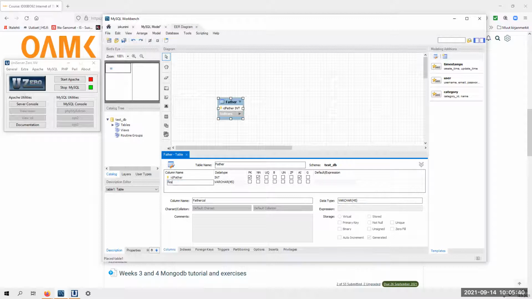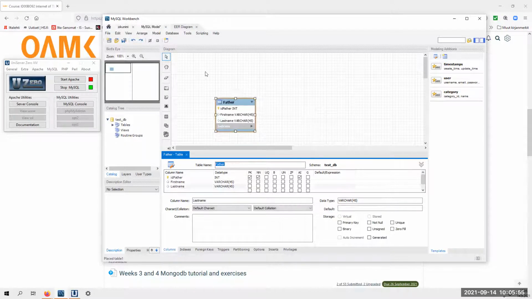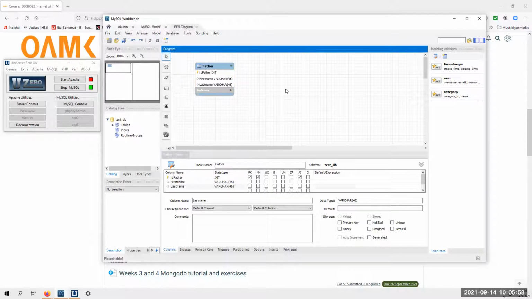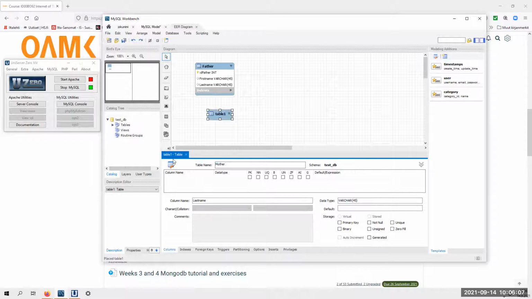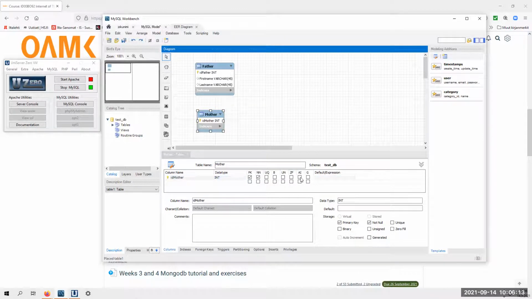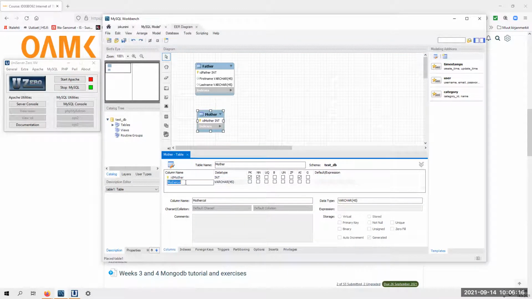And it has first name, last name. Just in case if there are people who haven't used these databases before. Then we can add mother. So the primary key is unique for every table. So these field names can be the same because the table name will separate those.